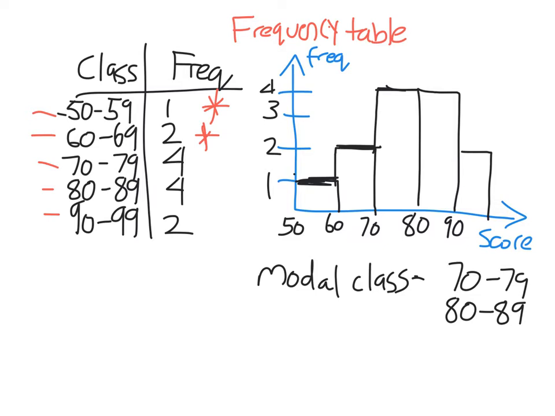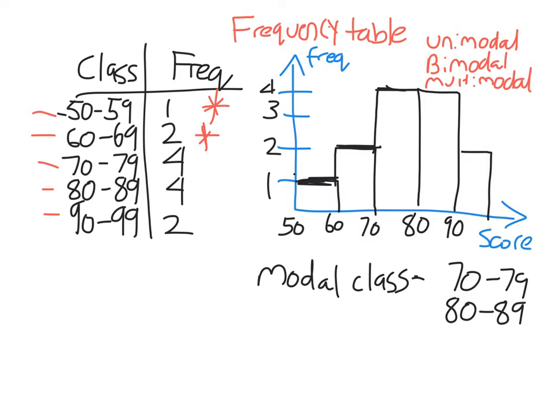Now remember, any set of data can have more than one mode. If it has one mode, it's unimodal. If it has two modes, we call it bimodal, and more than that, we call it multimodal. Remember, if every score only occurs once, we say it has no mode. So here, this data is bimodal. Two classes have the same frequency and they're the highest frequency.